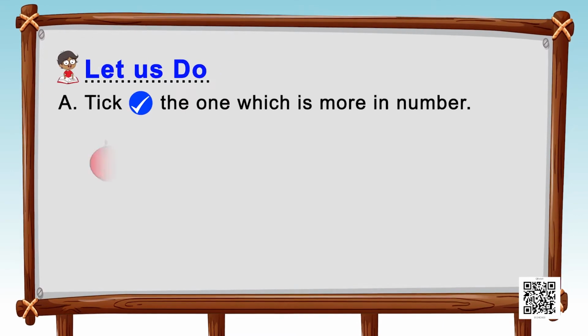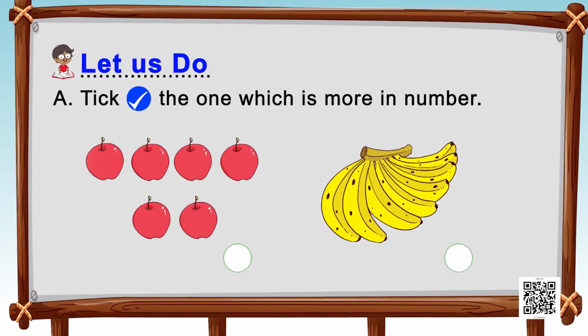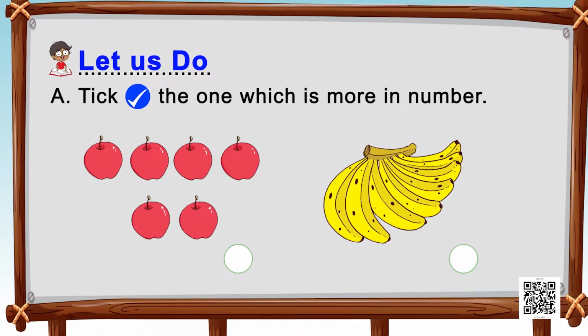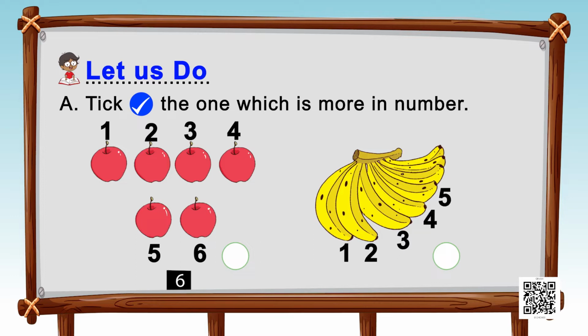As you can see, we have to count the number of things we see and tick the ones that are more in number. So we have apples and bananas. Let's count and see which of them are more in number. Let's first count the apples. 1, 2, 3, 4, 5 and 6. There are 6 apples. Now bananas, let's count them. 1, 2, 3, 4, 5, 6, 7, 8. So there are 8 bananas.